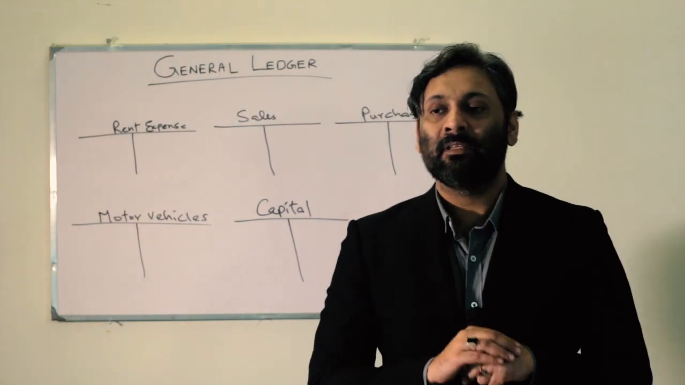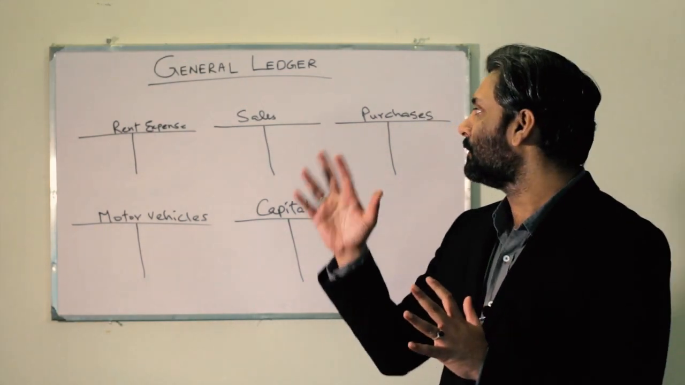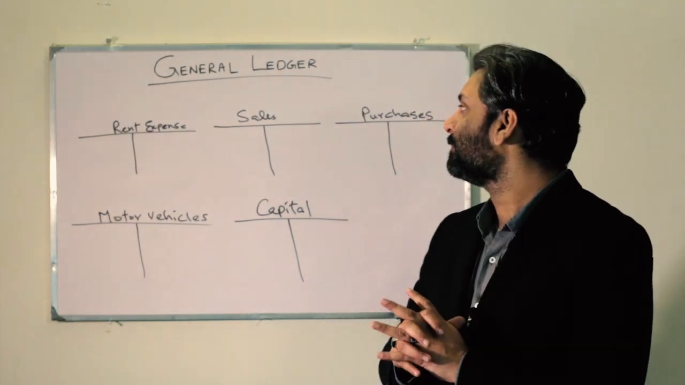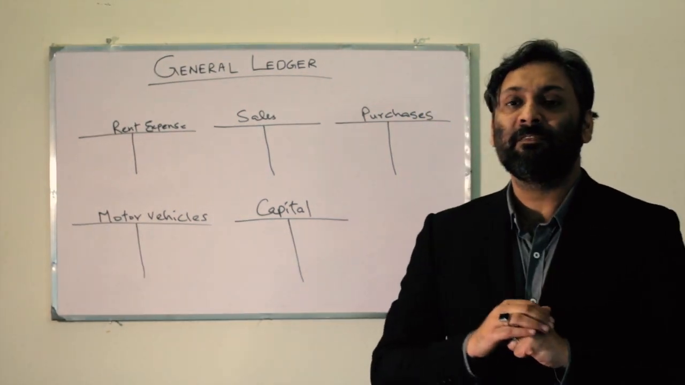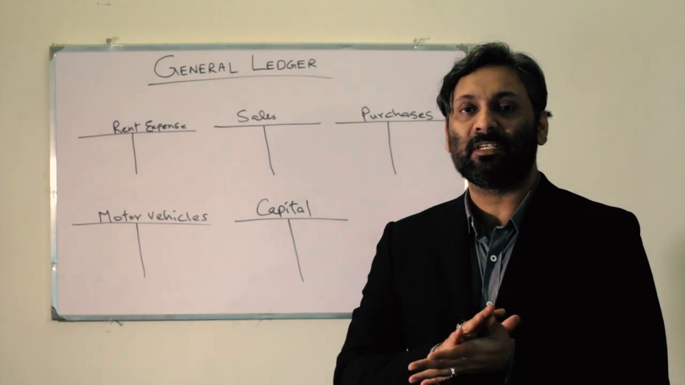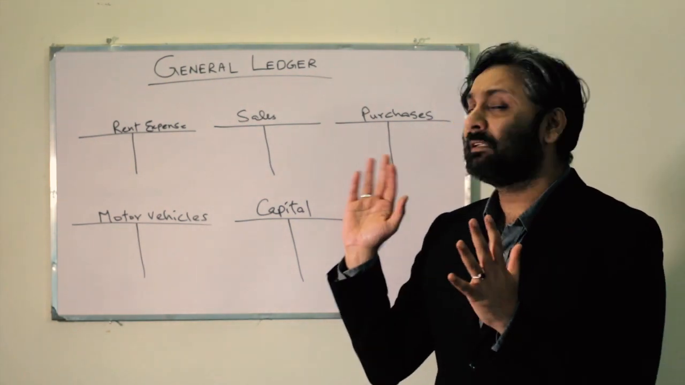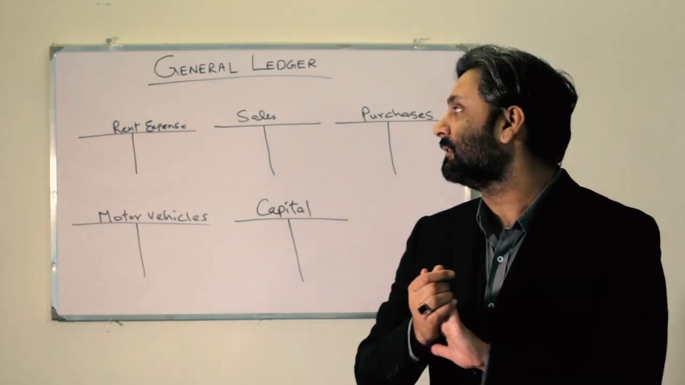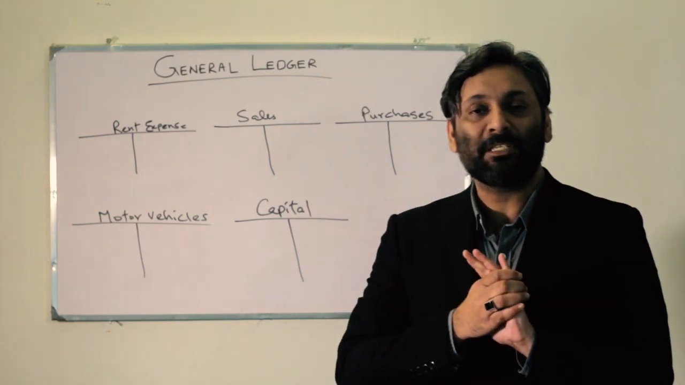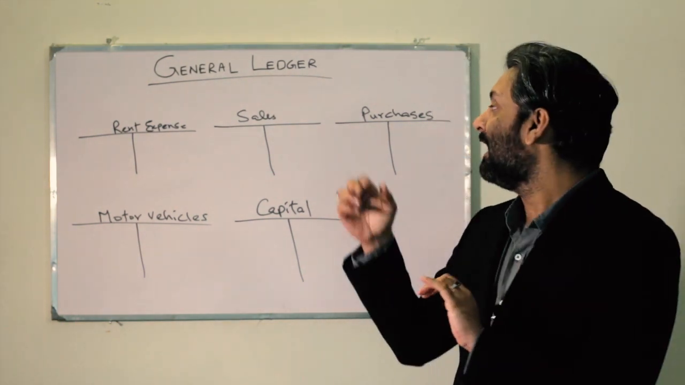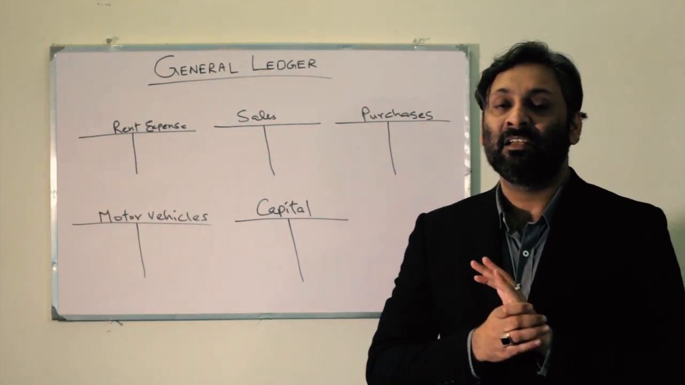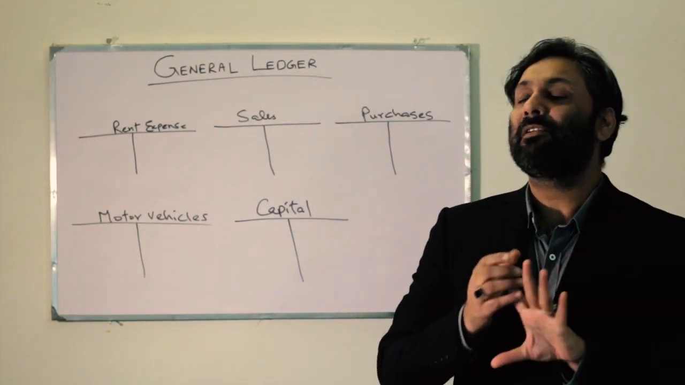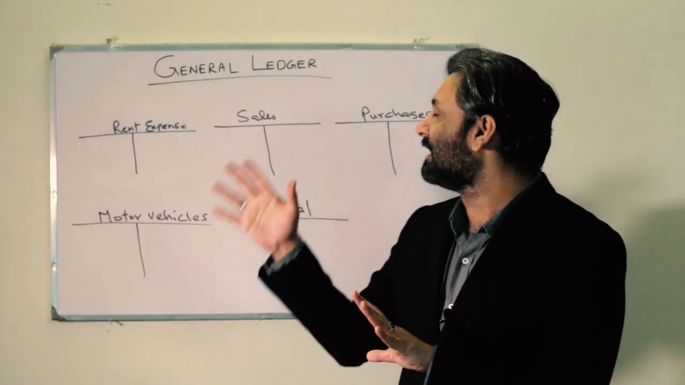General ledger. This is the last type of ledger, the third type of ledger that we are going to discuss. We talked about the first two ledgers in the previous two clips. The sales ledger records trade receivables. The purchase ledger records trade payables. And when it comes to the general ledger, all the other items which are not trade receivables or trade payables are going to be recorded inside the general ledger.